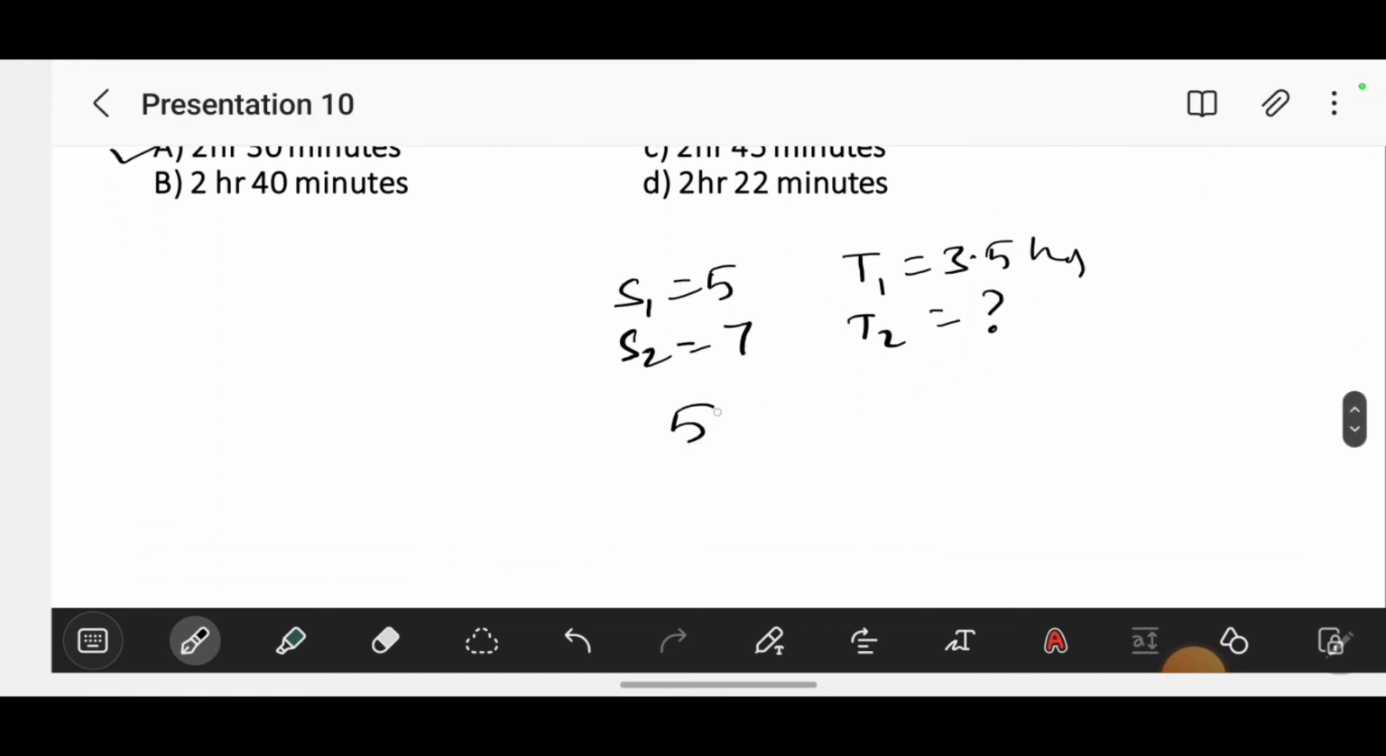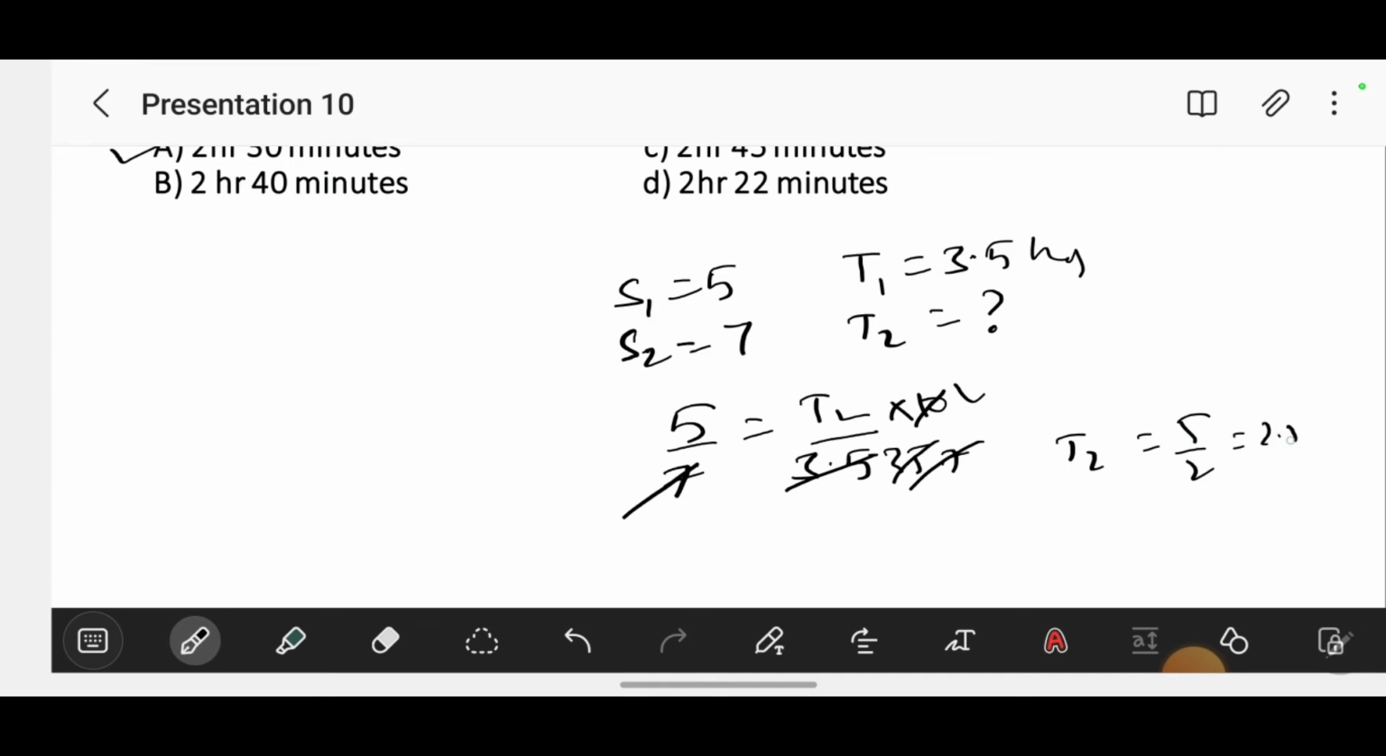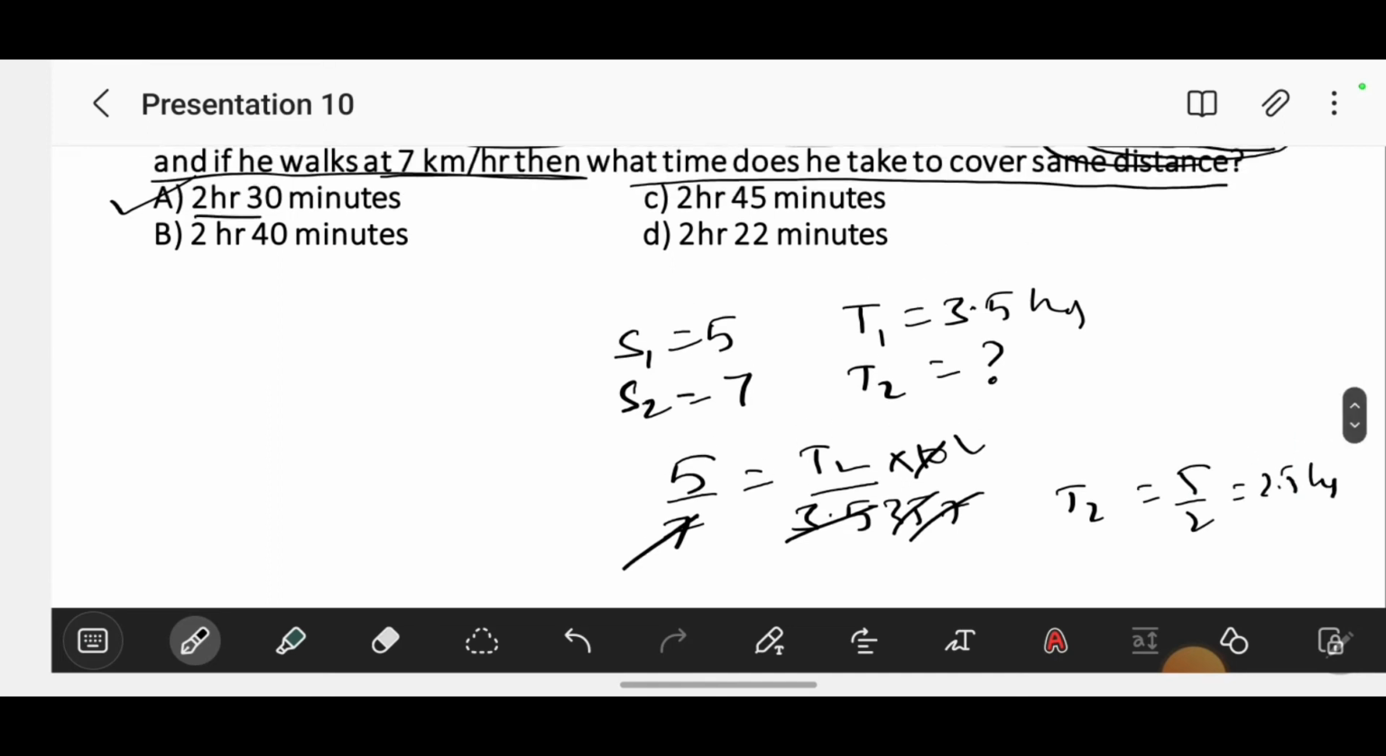So S1 by S2 is equal to T2 by T1. By solving this, it is 35 by 10. 5 7s are 35, 5 2s are 10, 7 7 cancel, and T2 equals 5 by 2. That is 2.5 hours, which is 2 hours 30 minutes.